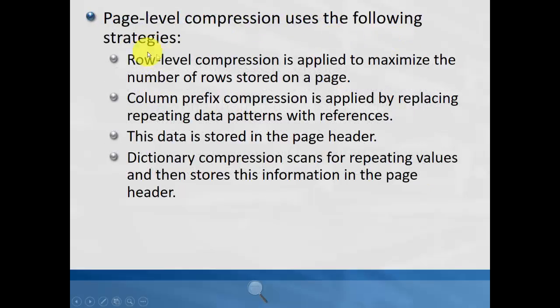Page level compression uses the following strategies. Row level compression is applied to maximize the number of rows stored on a page. Column prefix compression is applied by replacing repeating data patterns. So page level compression is all about whatever is repeating, and it checks for the patterns and creates references for whatever is duplicated or repeated. This data is stored in the page header.